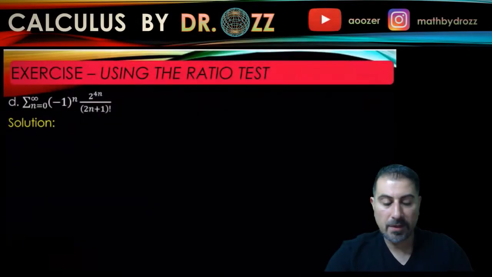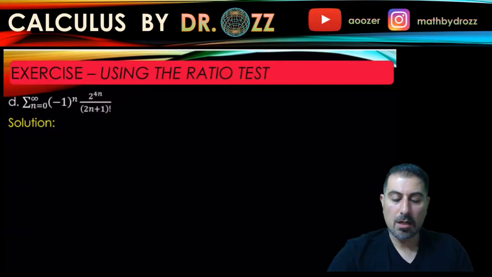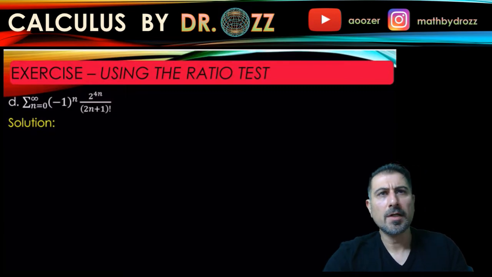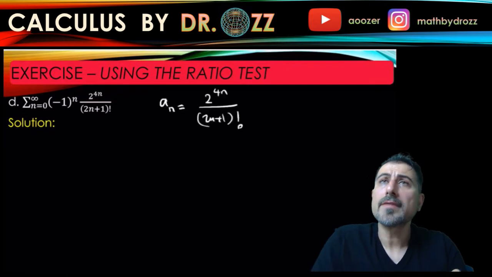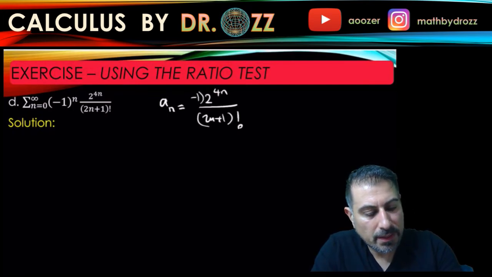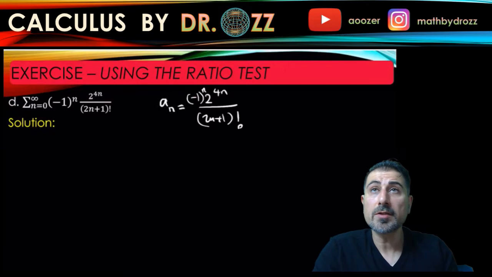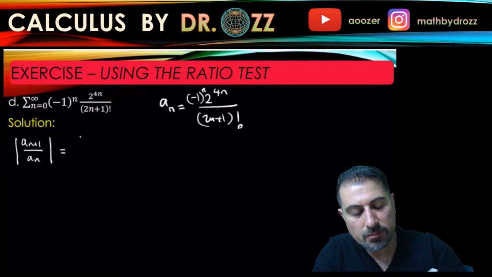Let's finally look at part D. This is also an alternating series. Let's see if the ratio test is going to work. Okay, let's try it out. I just grabbed a_n together with, in fact, the alternating part. So I'm going to look at the ratio a_(n+1) over a_n, keeping the absolute value in.